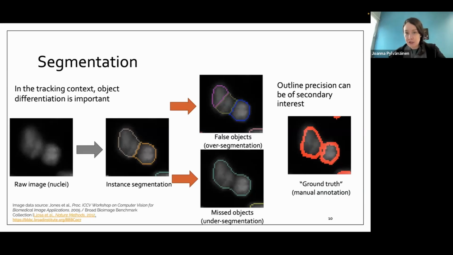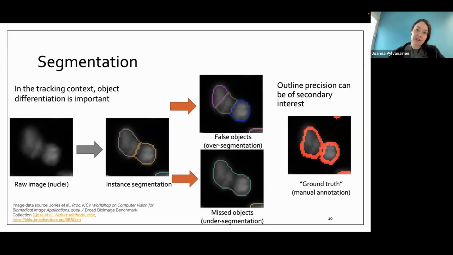Sometimes if a segmentation algorithm is too efficient, it might separate one object into two, which is causing false objects and over segmentation. Whereas if the wrong kind of segmentation is used, we can also miss some objects, causing under segmentation. And this will, of course, affect our tracking results, because in the next step we will combine these objects to each other in time.